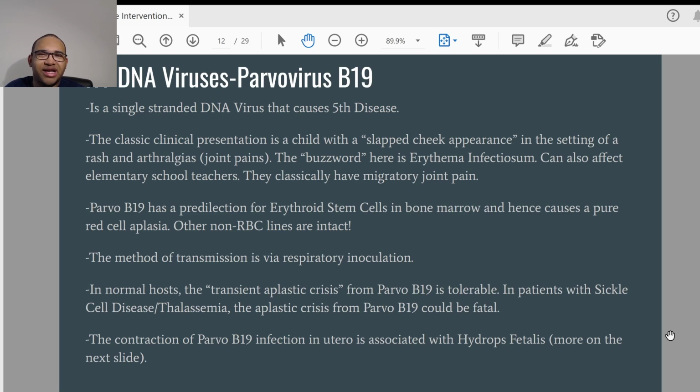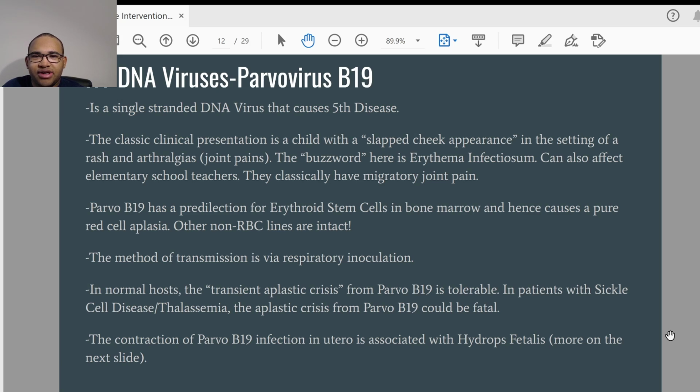And Parvo B19 loves to infect the erythroid stem cells, right? So it can cause a pure red cell aplasia. So your hemoglobin, your hematocrit will be super low. Remember, your other non-red blood cell lines are actually intact for the most part. So your platelets, your white counts, those are pretty okay. And the method of transmission is through respiratory inoculation.